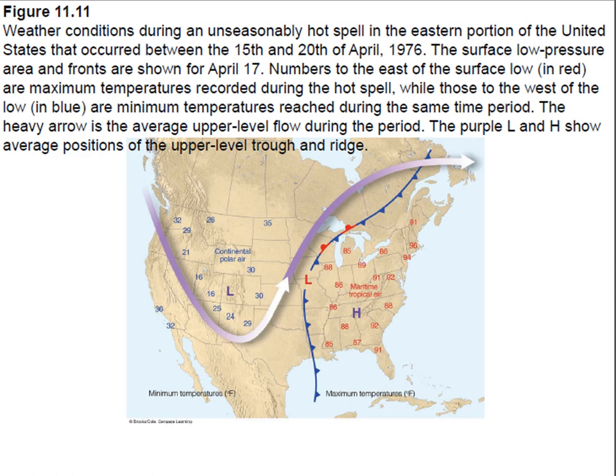Okay, the purple L represents the upper level low aloft, the upper level trough, and the purple H represents the upper level ridge. This is an amazing figure to look at because it illustrates how in April there can be basically both winter and summertime.